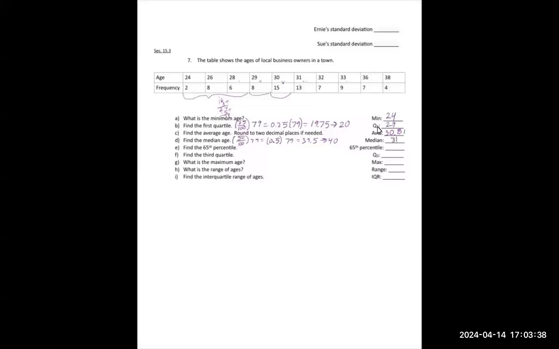Then they say find the 65th percentile. So I do this in a very similar way. I just do 65 over 100 times 79. Well, that simplifies to 0.65 times 79. And we're going to get 51.35.